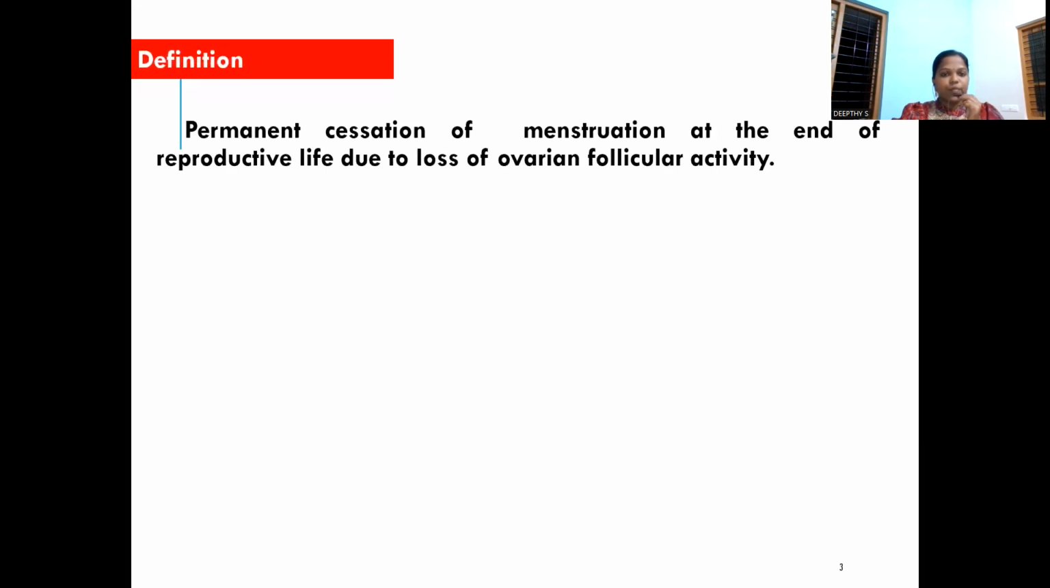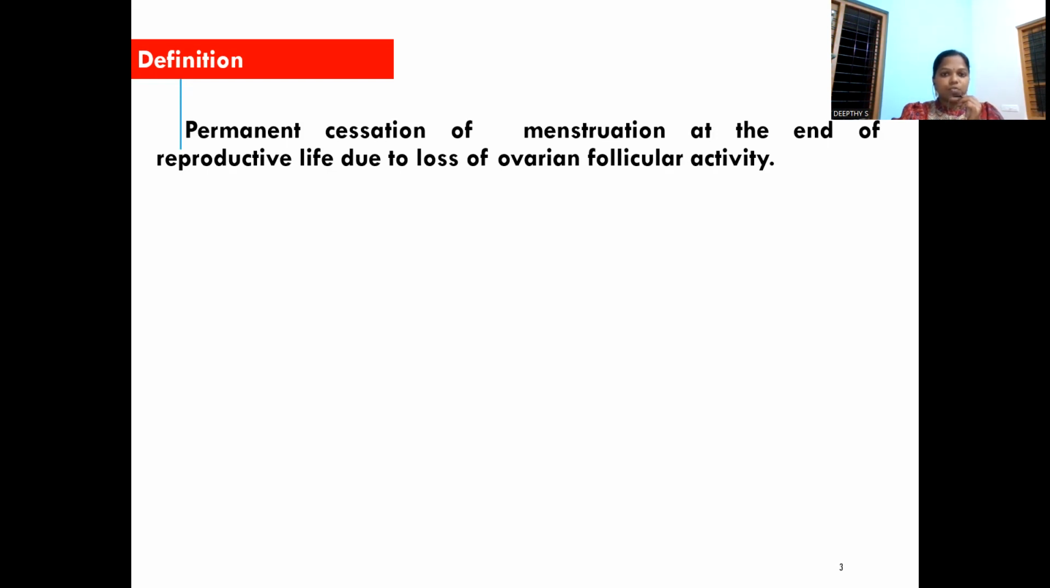Coming to the definition of menopause. Definition: permanent cessation of menstruation at the end of reproductive life due to loss of ovarian follicular activity. So menopause can be defined only when there is permanent cessation of menstruation, and it is due to the loss of ovarian follicular activity.